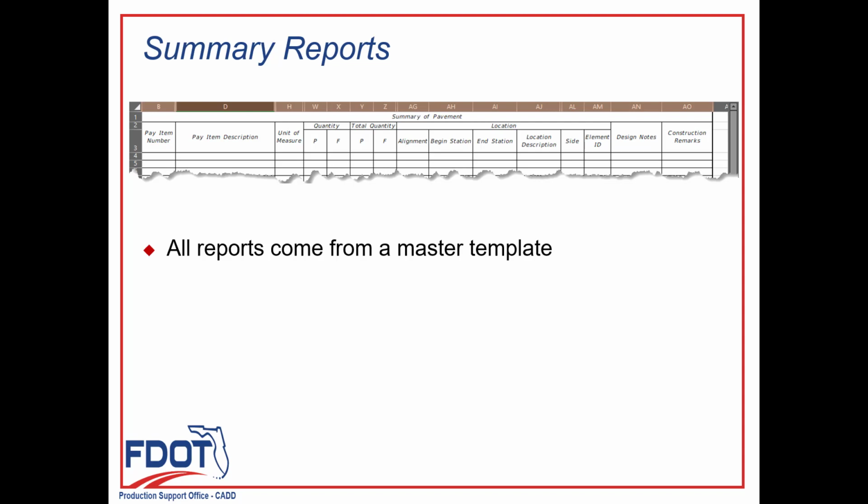Only the columns that appear when the file is created will be carried through to the PDF. So if you unhide a column, it still won't be available in the PDF for that summary report. Because we're using a master template, columns with similar information are grouped together. Regardless of which report is created, the format will be consistent. You'll always see the pay item information, followed by the quantity information, then the location data, and finally the notes and remarks.